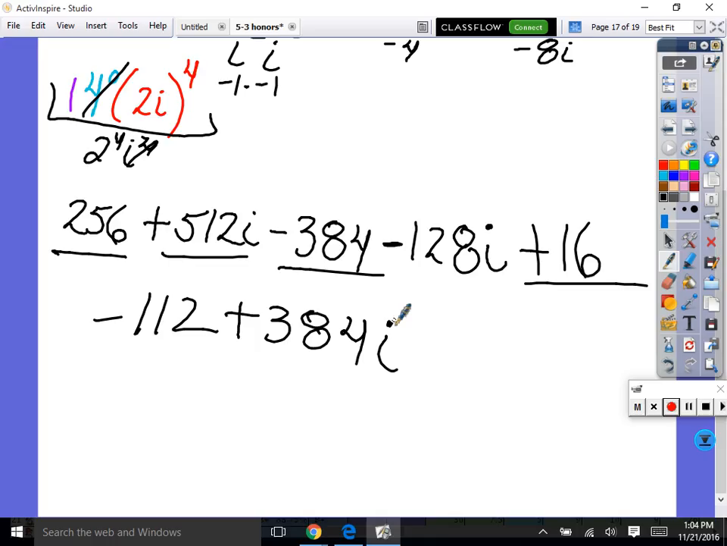384i's. Now, if you type this into your calculator wrong, if you type it into your computer wrong on Math Excel, it'll say you have the right answer, but in the wrong form. Because don't we write complex numbers as a plus bi? So we need to write the imaginary one second. Everybody good with that? We all understand how to do this on the online homework.